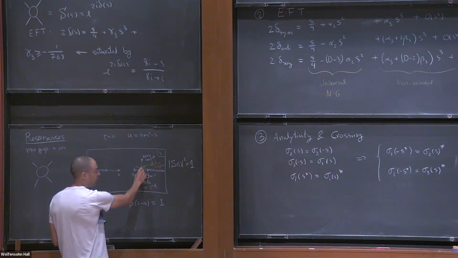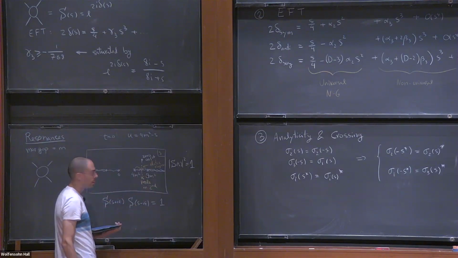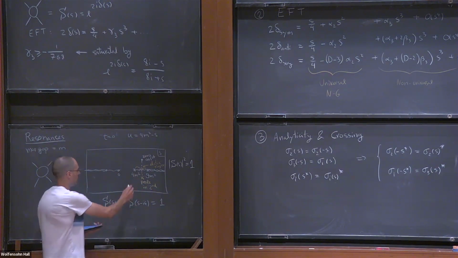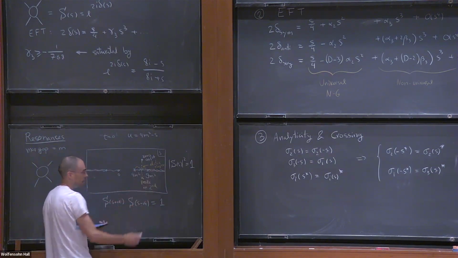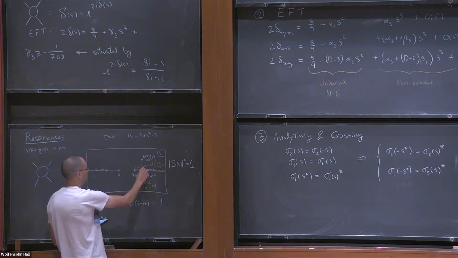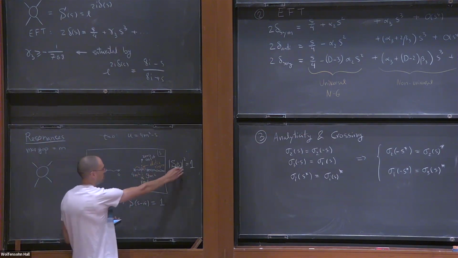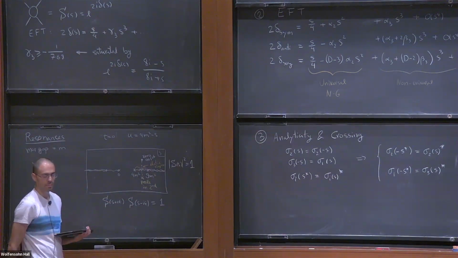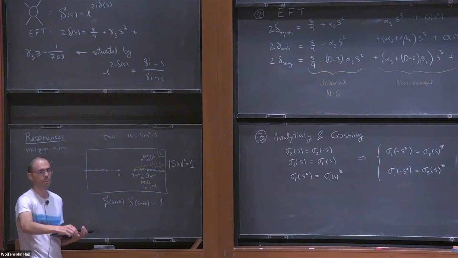Like a pole here on top of the cut? That's not possible because, you see, on top of the continuum you can only have resonances. If the amplitude diverges here, it already violates unitarity, right? It is bounded by 1. You cannot have a stable particle that interacts with a continuum. Yes.